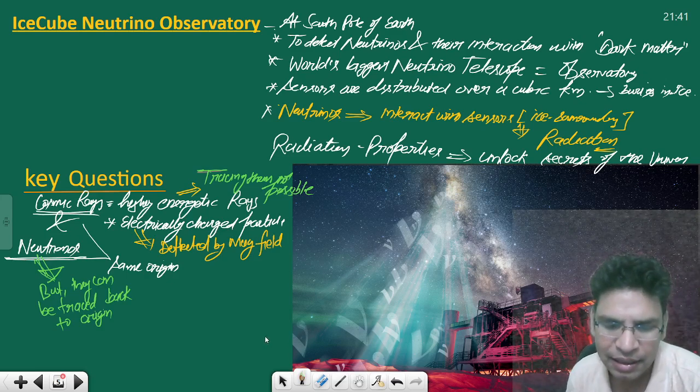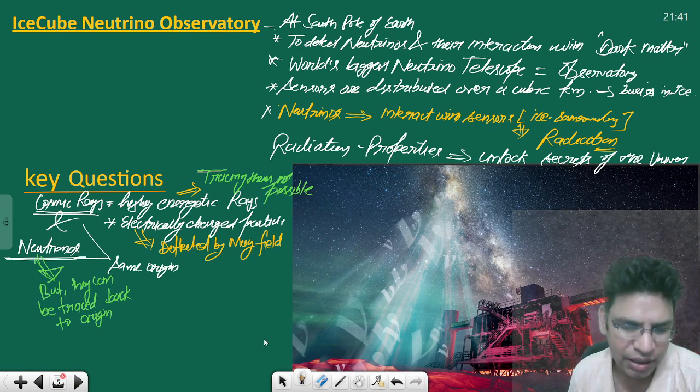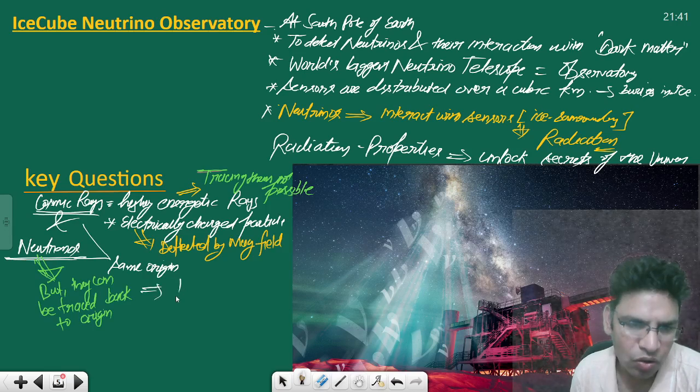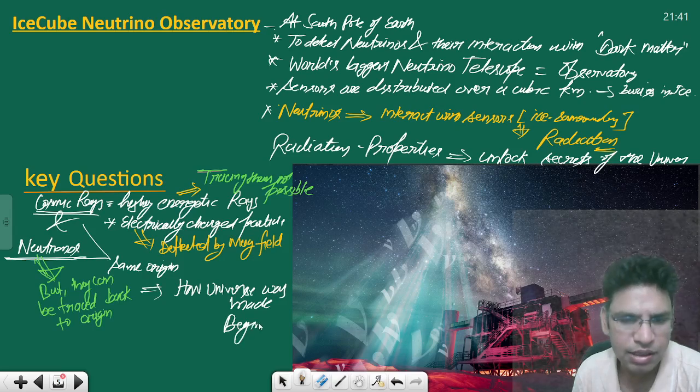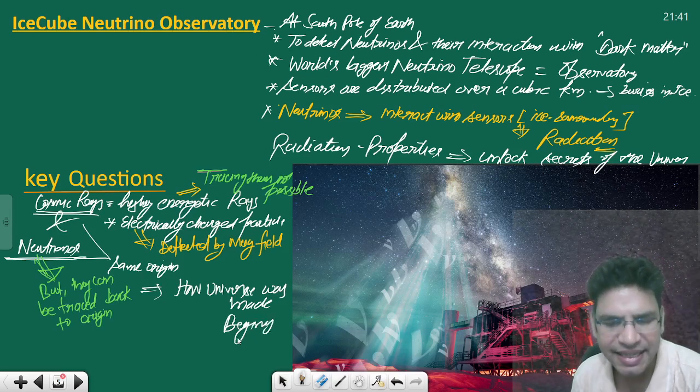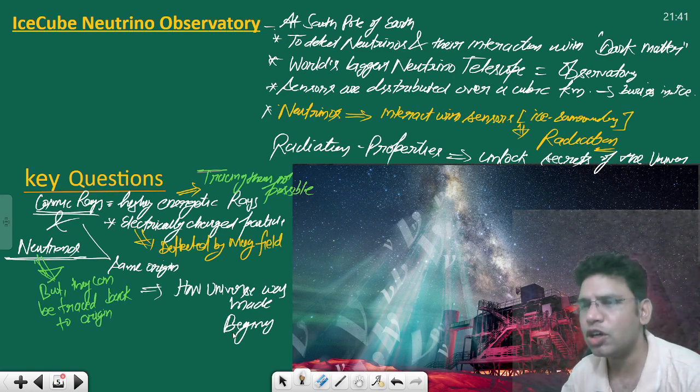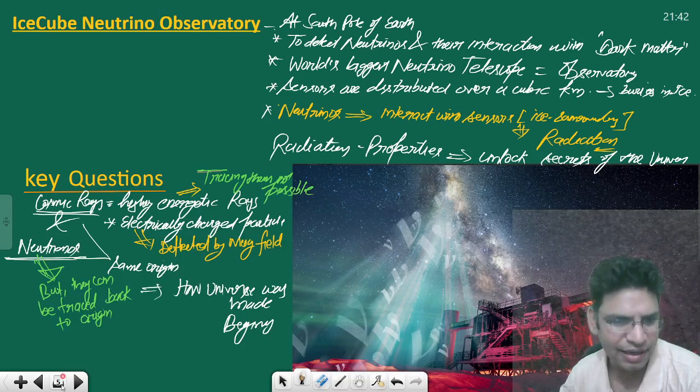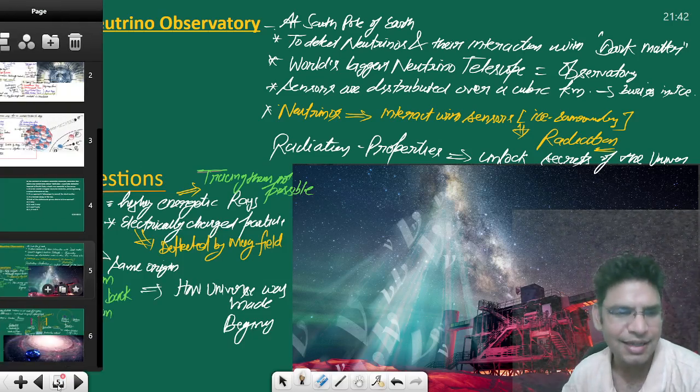For example, they can tell how the universe was made. They can tell you about the beginning of the universe. Okay, they can unlock many secrets, right? So this is the beauty of neutrino physics. We are not going to get into many details, and we can keep this for another discussion.